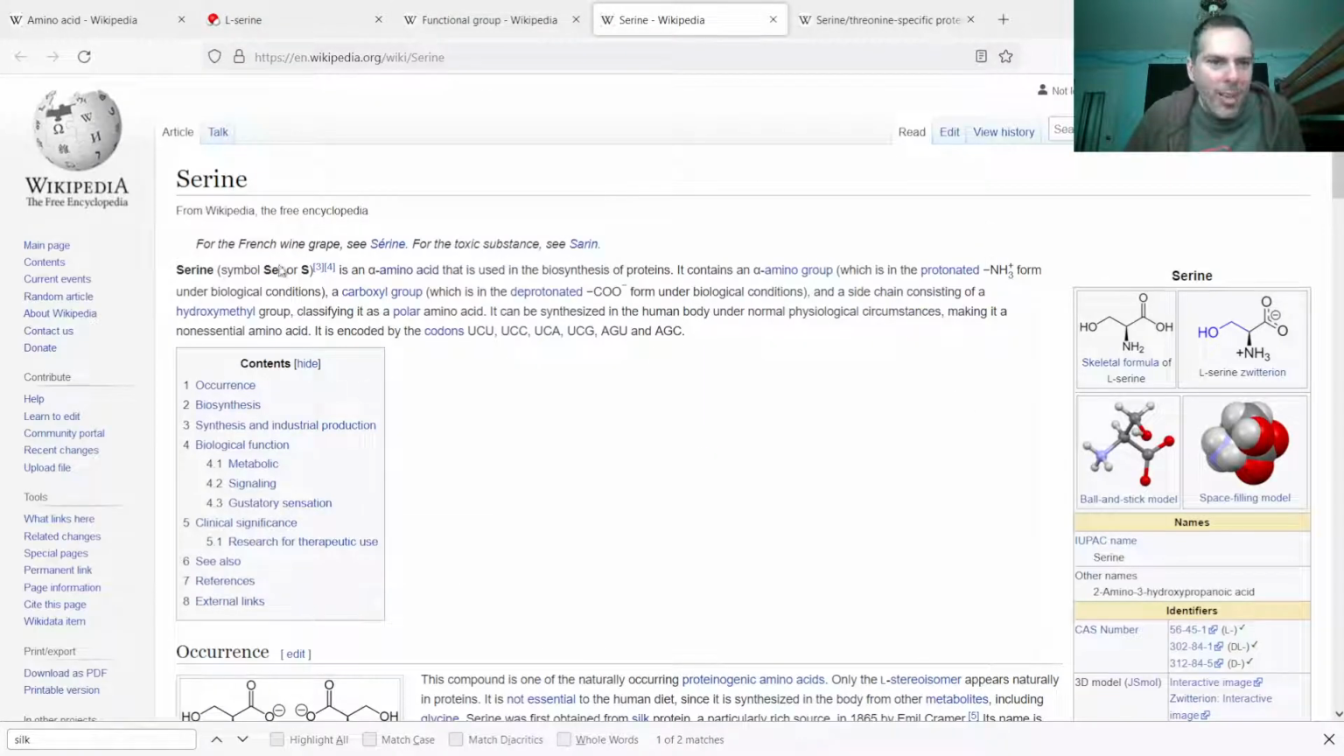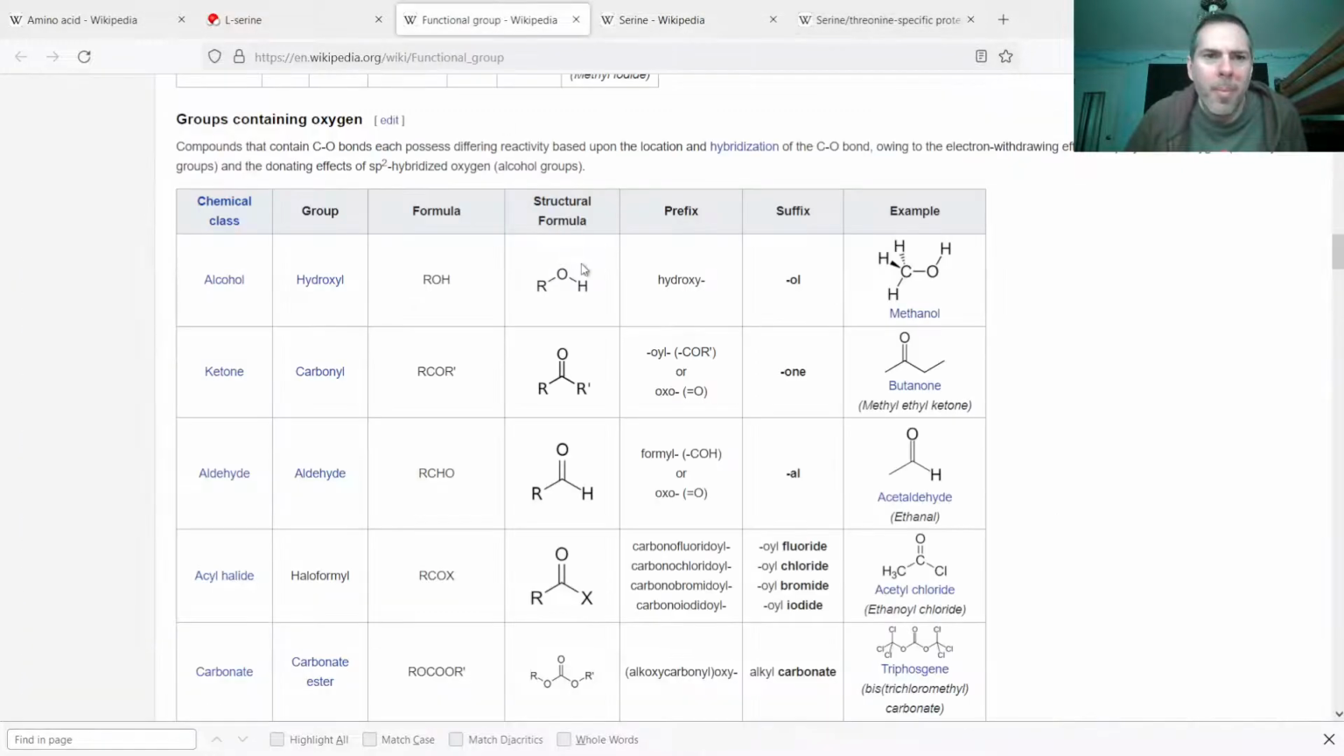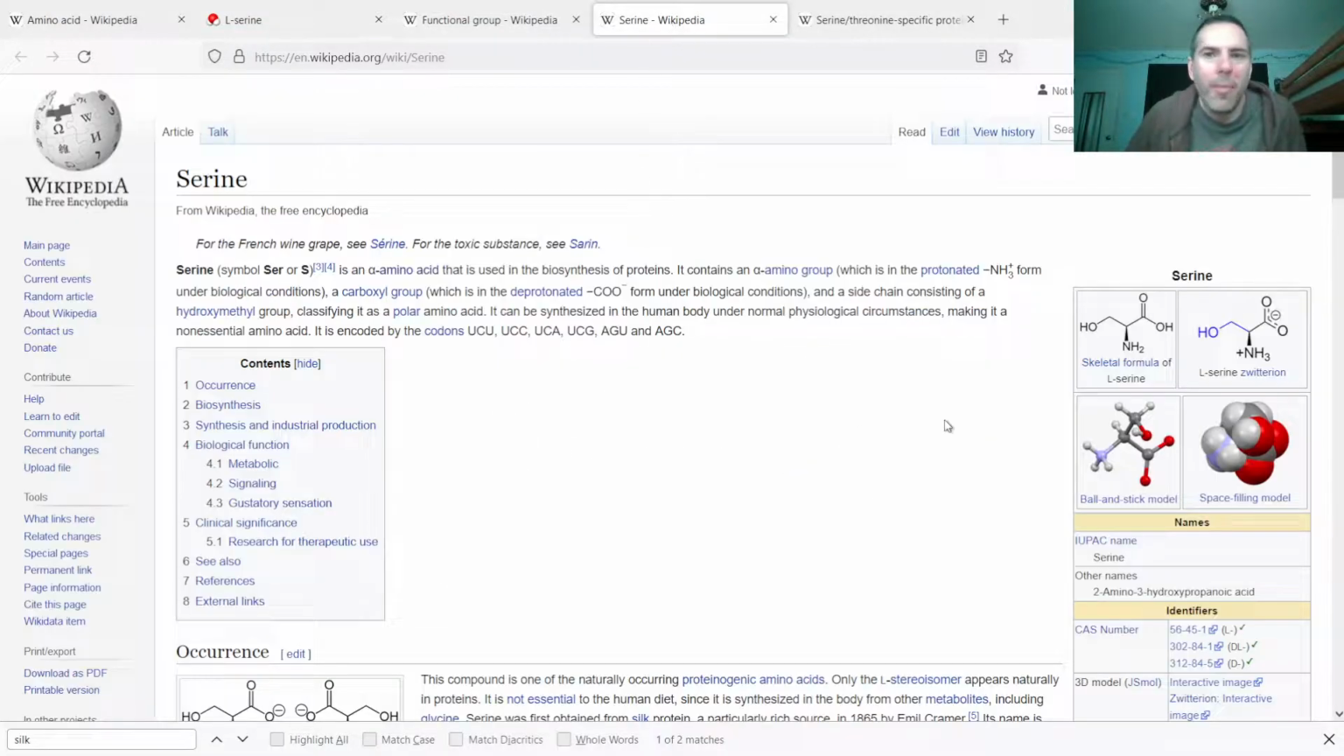On the serine page, they call the side chain a hydroxyl methyl group, so they're kind of combining the methyl group with the hydroxyl group. But I think the hydroxyl group is really the key to the function of the molecule, of the amino acid.